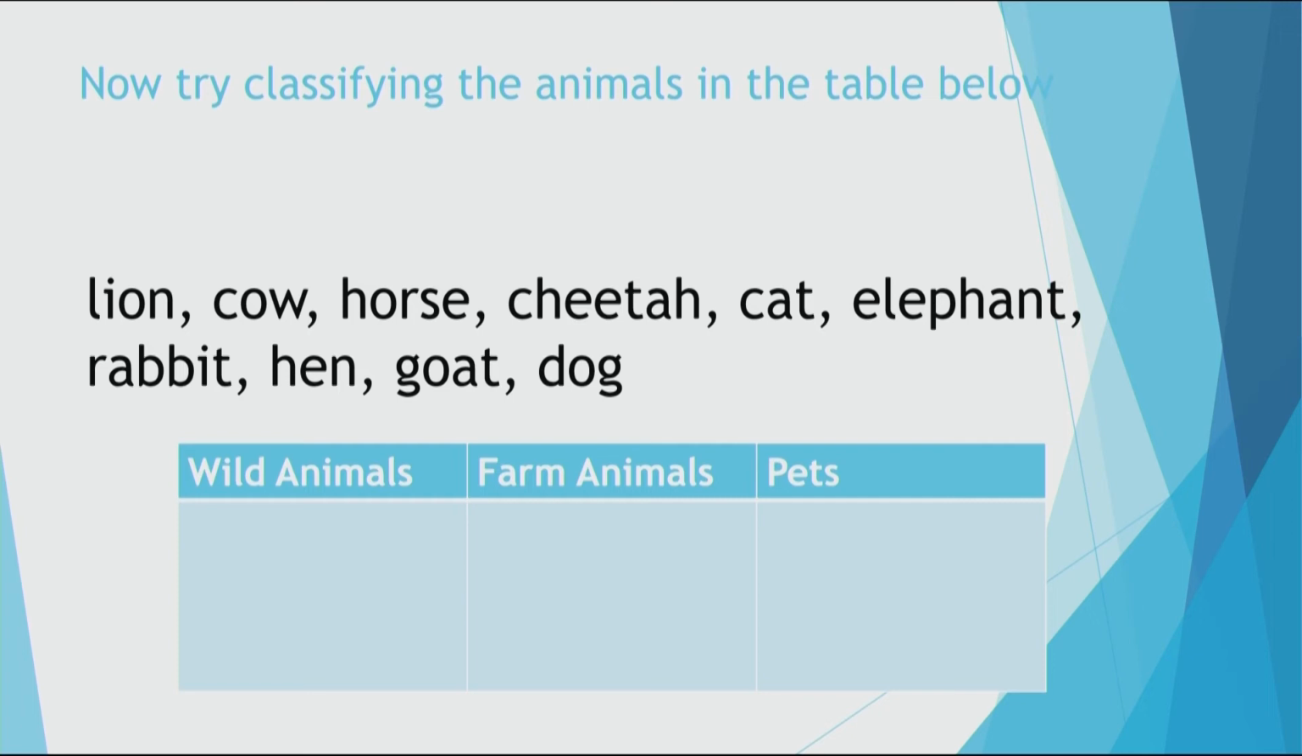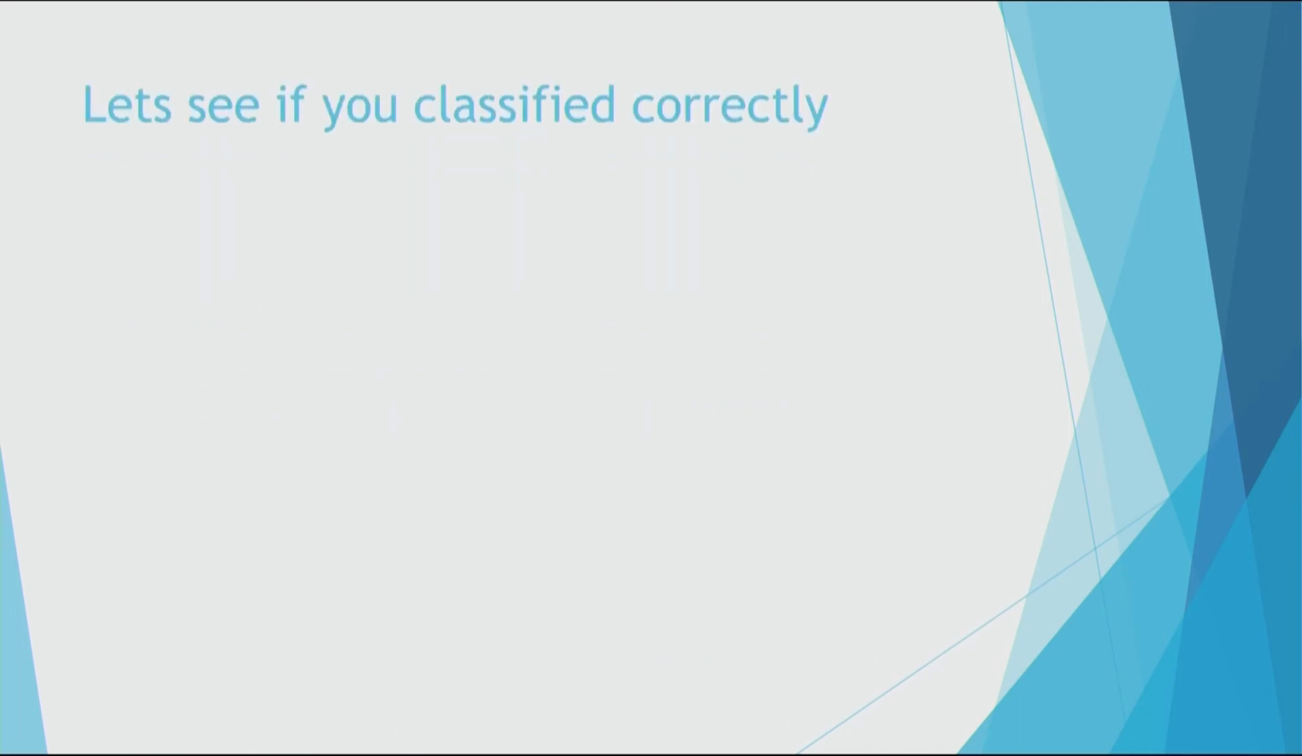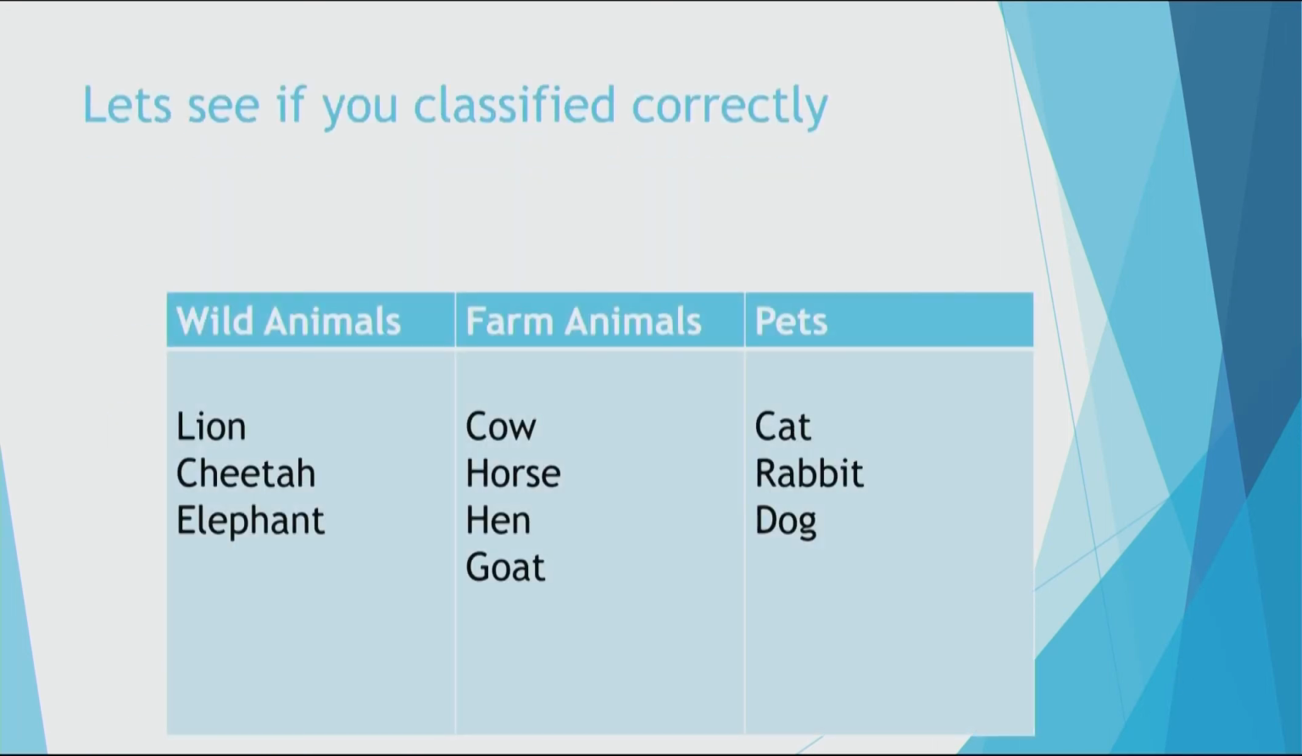I'm sure by now you have written all the names of the animals in the table. Let's see how you did. Okay, so wild animals. See if it's correct. You can take your pencil and mark it, as I am not there with you physically. Mark, see if you've got as wild animals the lion, cheetah, and elephant, because these animals, they live in the forest, in the wild. Okay?